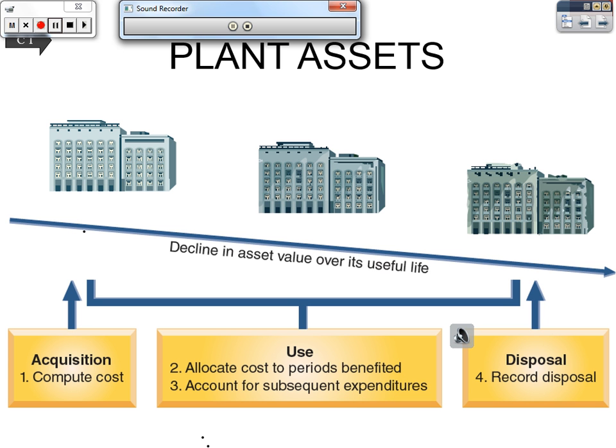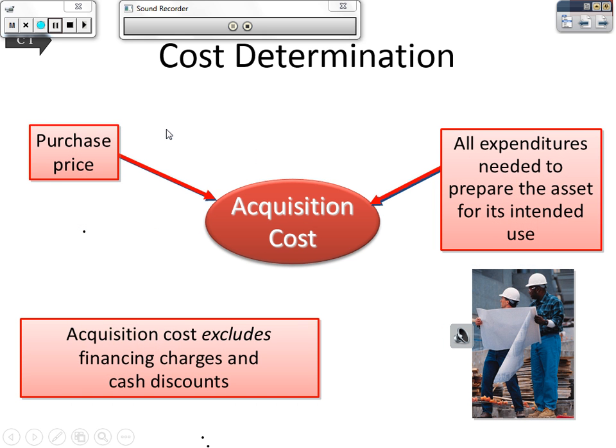Disposal. Assets don't last forever. Buildings don't. All that stuff uses or loses value. So eventually it will have to be disposed of. Cost determination. So when we talk about acquisition, you're concerned about the purchase price of the asset. But those are not the only costs that go into acquisition. What else goes into acquisition? Whatever you pay for that is going to add to that asset to make it available for use is what you consider to be a part of the acquisition cost.